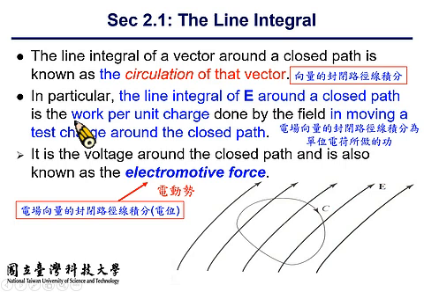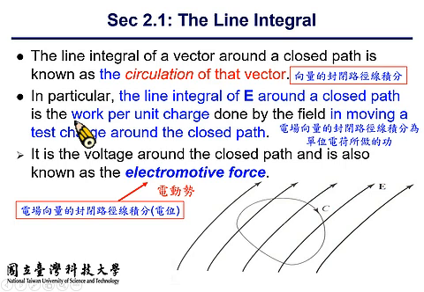The line integral of a vector along a closed path is also known as the circulation of the vector, which means you do the line integral along a closed loop. In particular, the line integral of the electrical field around a closed path is the work per unit charge done by the field in moving a test charge around the closed loop.